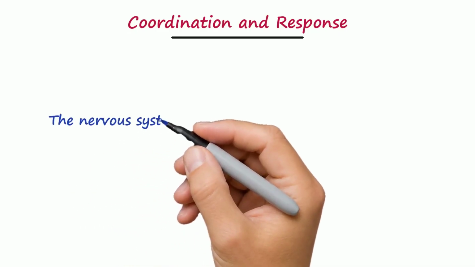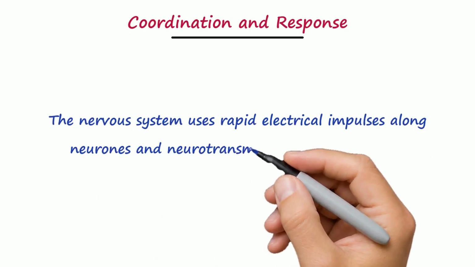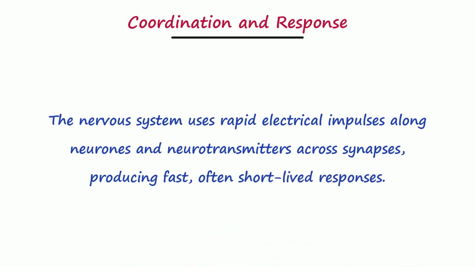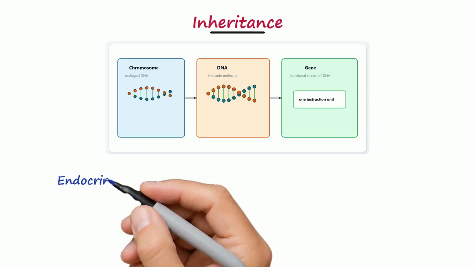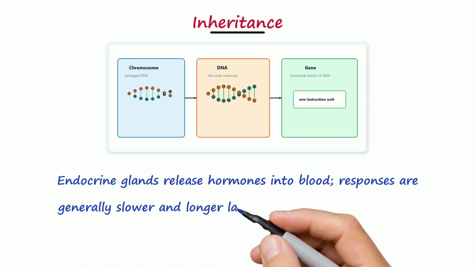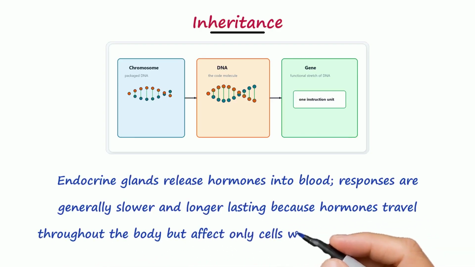The nervous system uses rapid electrical impulses along neurons and neurotransmitters across synapses, producing fast, often short-lived responses. Endocrine glands release hormones into blood. Responses are generally slower and longer-lasting because hormones travel throughout the body but affect only cells with matching receptors.